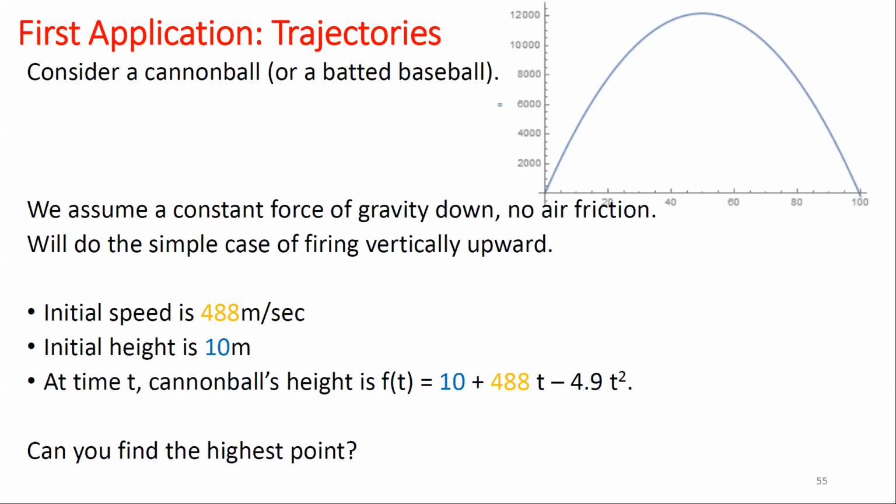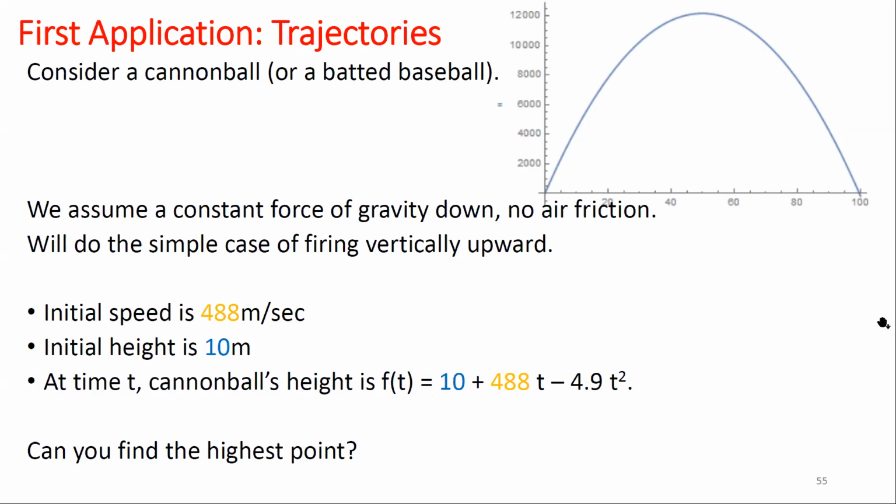But of course, we can do this theoretically. Let's imagine we throw or fire a cannonball up at 488 meters per second, and we start off at 10 meters. Okay? And then at time t, physics, and we're not going to do physics, physics gives us the following formula for a cannonball's height as a function of time t. It's 10 plus 488t minus 4.9t squared. And we've plotted this up over here.